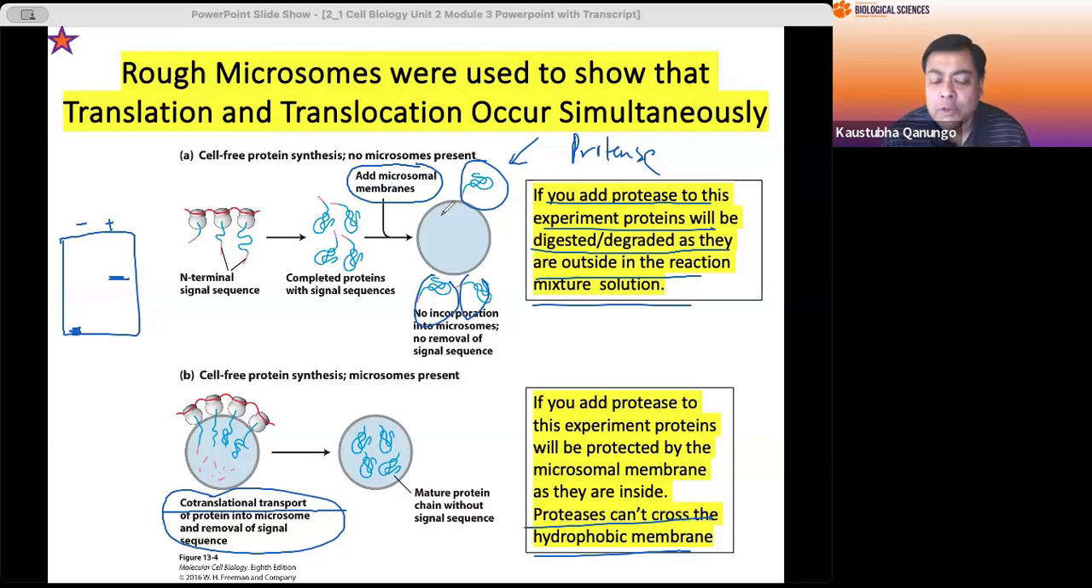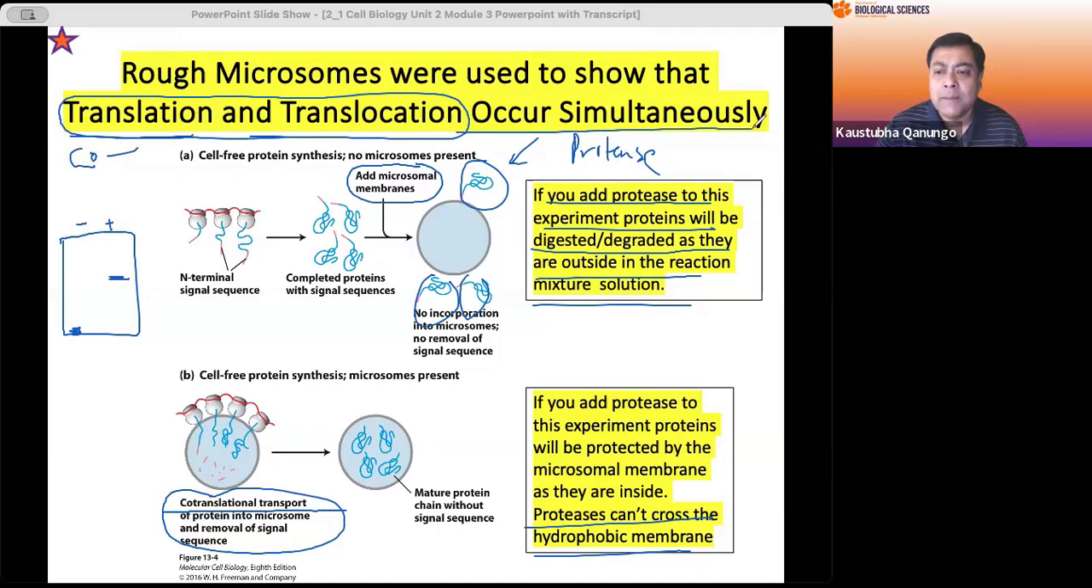So this is the experiment that shows that translation happens together with translocation, which is co-translational. Translocation occurs simultaneously. If you add the microsomes after the synthesis of the protein, it doesn't transport the protein inside the microsome. It will only do that when you do the protein synthesis, or the translation, in the presence of the microsome, so that they are happening co-translationally. So this is the experimental evidence for that.